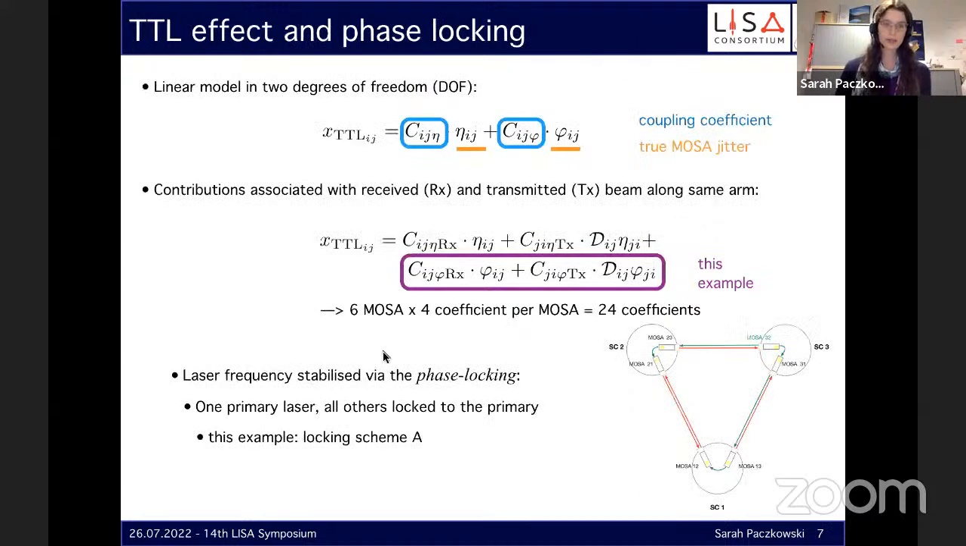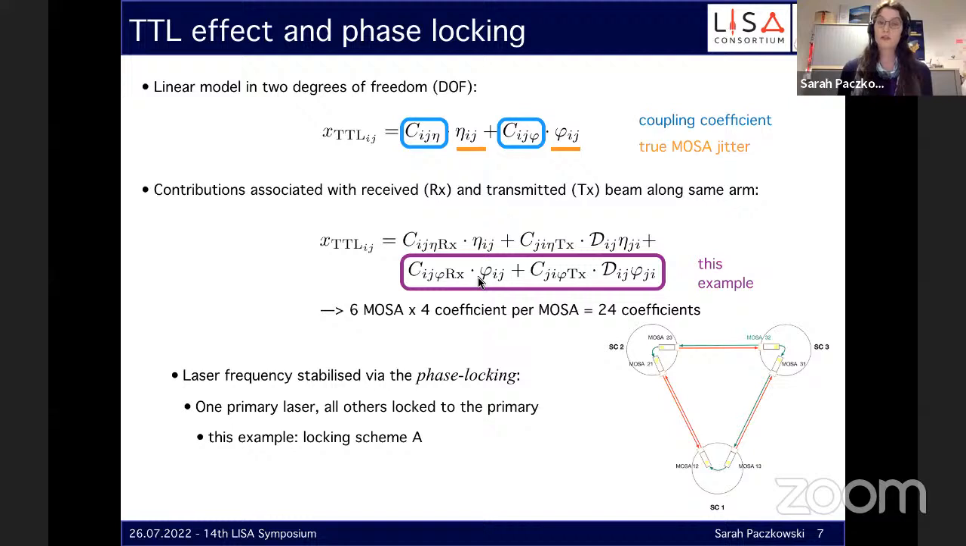If we have that, then the impact of tilt-to-length coupling onto the measurements can be modeled by a linear model in 2 degrees of freedom. Always it's a coupling coefficient times a true Moser jitter. We can then split up these contributions into the RX and TX path. In this example, this expression becomes simpler because we just consider a phi rotation, so we just have to cope with this bit. Nominally, outside of the simplified example, we would have 4 coefficients per Moser, and so with 6 Mosers, in total 24 coefficients.